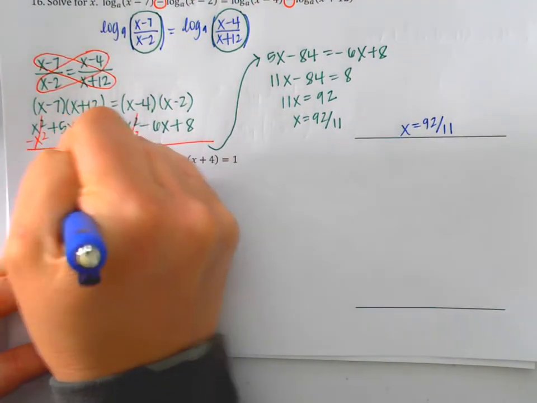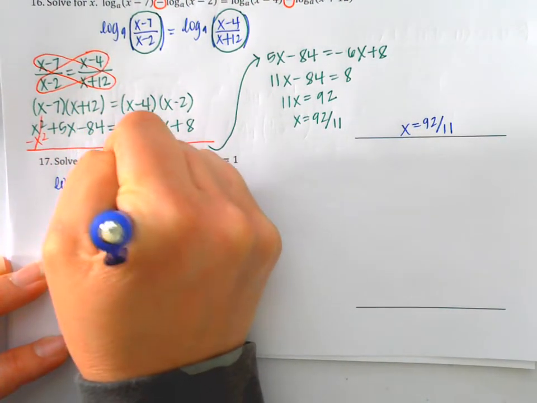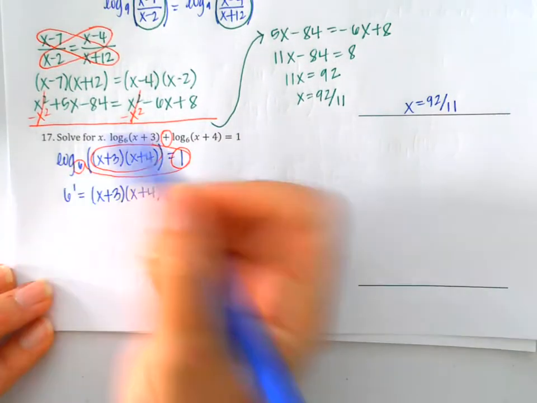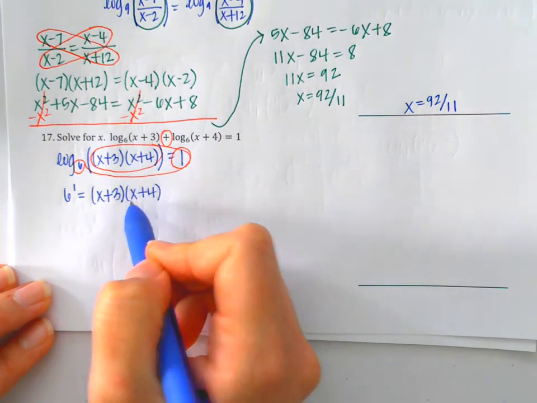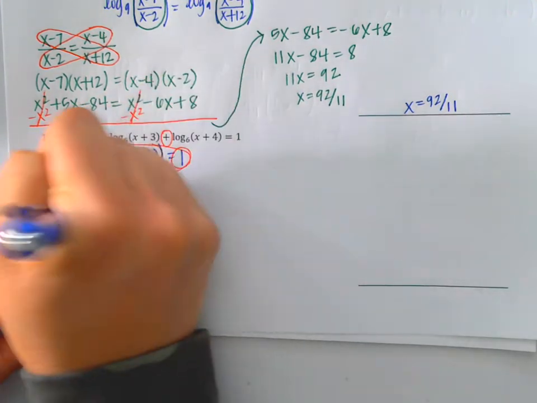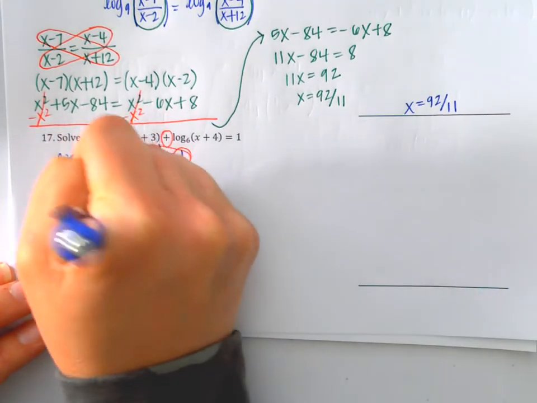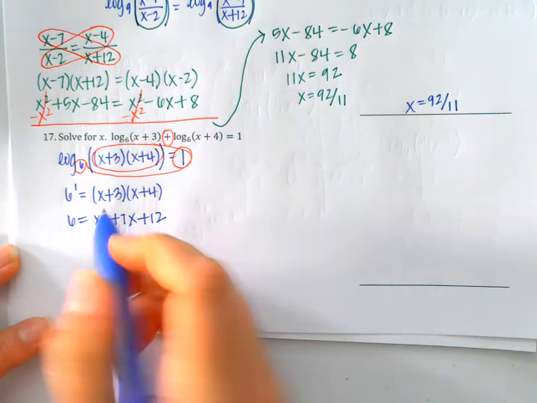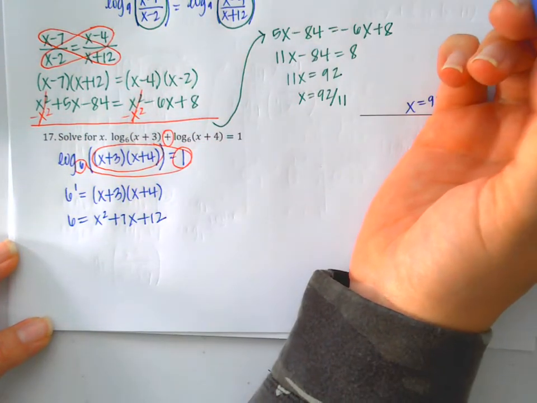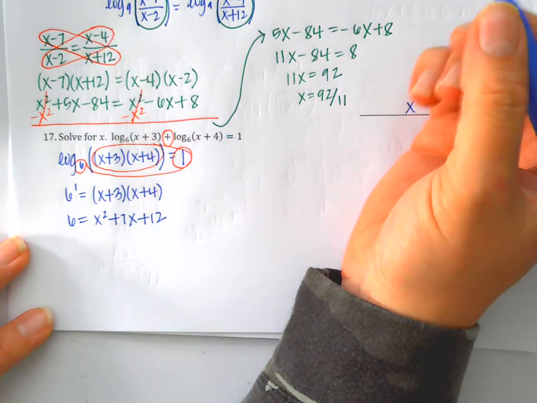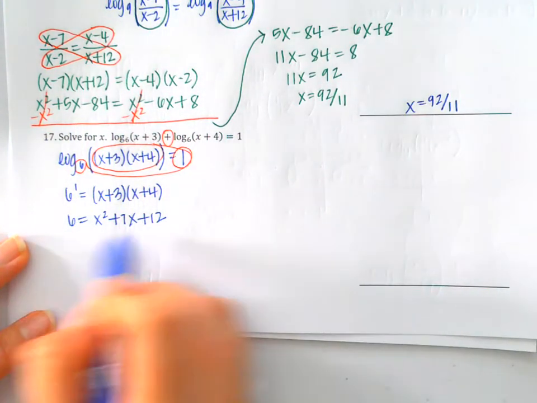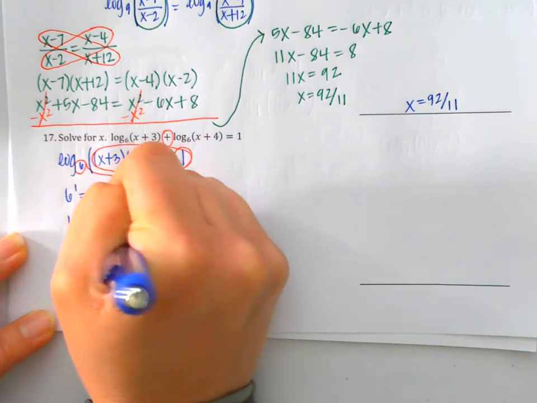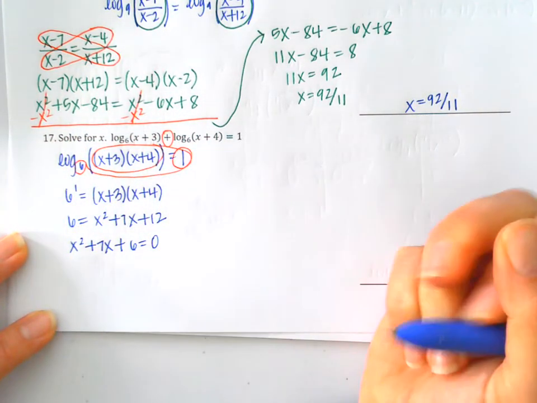So 6 to the first power equals x plus 3 times x plus 4. So all I did here was change it from logarithmic form to exponential form. So 6 to the first is just 6, and then x squared plus 7x plus 12. Now, because it's a quadratic, just like in 15, we want to get it set equal to 0, so we can either factor or use the quadratic formula. So I'm going to subtract 6 from both sides, and I have x squared plus 7x plus 6 equals 0.